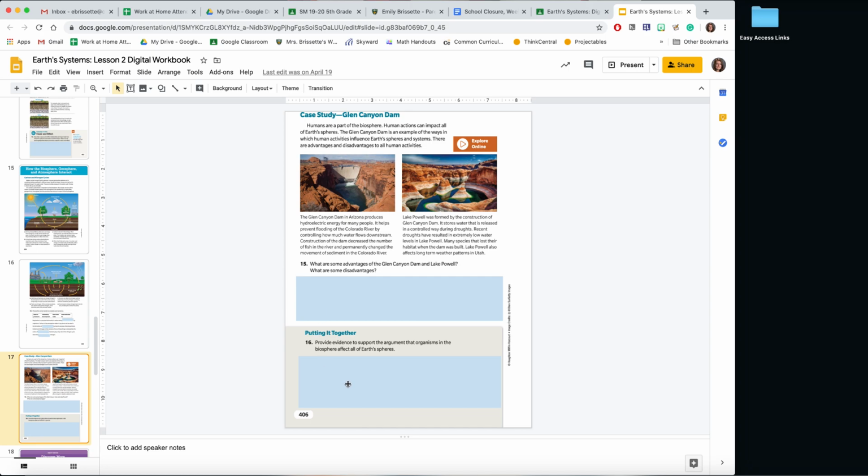For question 16, you're going to provide evidence to support the argument that organisms in the biosphere affect all the Earth's spheres. So let's think about all the living things on Earth. How do the living things on Earth affect the Earth itself, like the physical structure of the dirt, the ground, the rocks, the soil, the layers of earth? How does it affect the water, and how does it affect the air? What impact do they have?